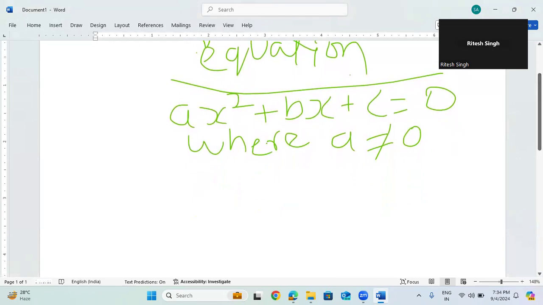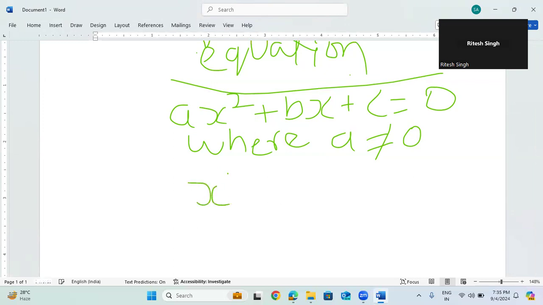So a quadratic equation is what? A quadratic equation is one which is written in the form of ax square plus bx plus c is equal to 0, where a is not equal to 0. So what does this mean? Any equation of the type ax square plus bx plus c is equal to 0, where a is not equal to 0, is a quadratic equation.